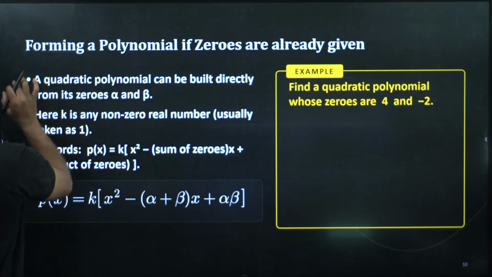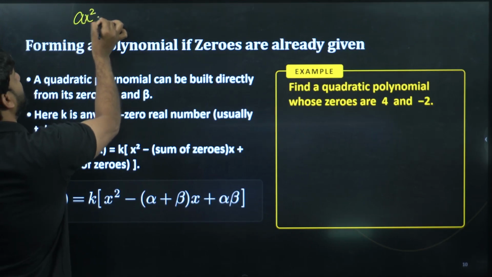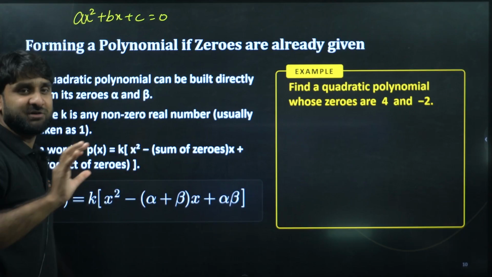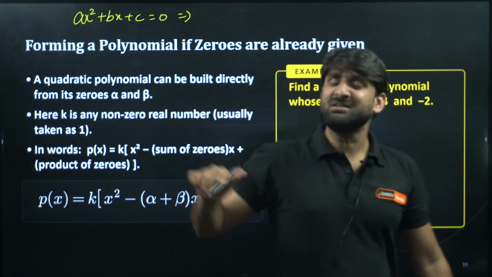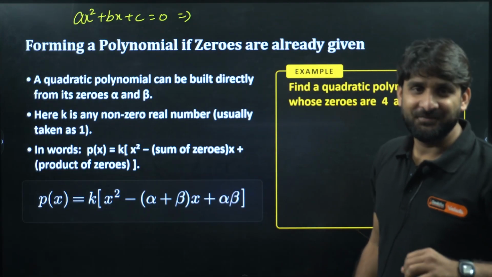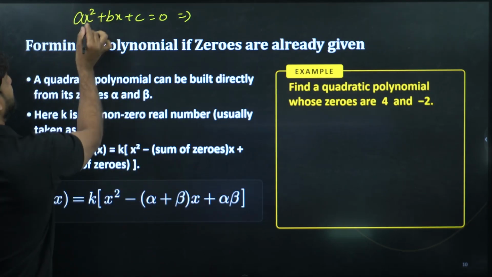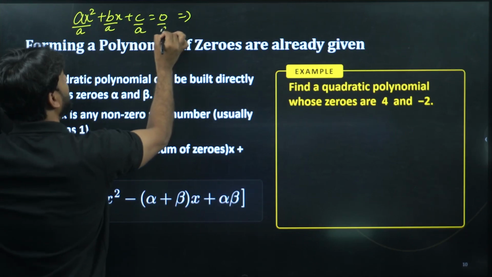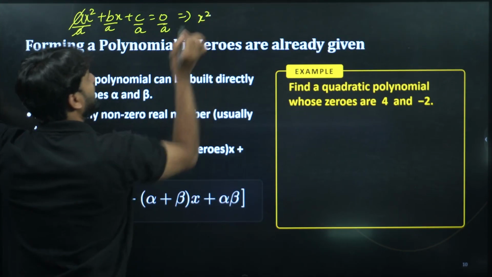Listen, champion. So first of all, tell me what is the general form of quadratic polynomial. Ax square plus bx plus c is equal to 0. This is the general form. Now my dear champion, do one thing. Divide this entire polynomial, right hand side as well as left hand side, by a. So if we divide this entire polynomial by a, and 0 by a. My dear champion, ax square by a will be equal to only x square.